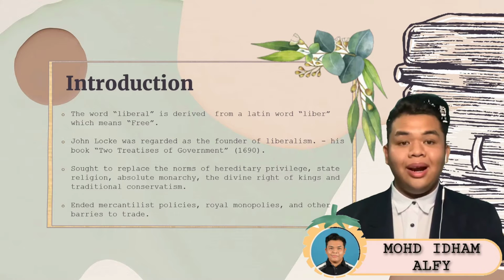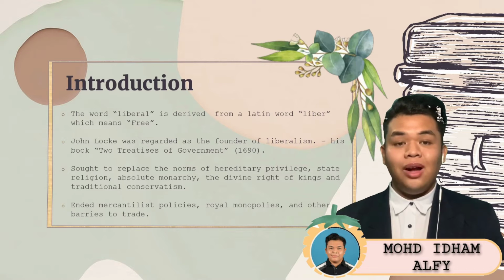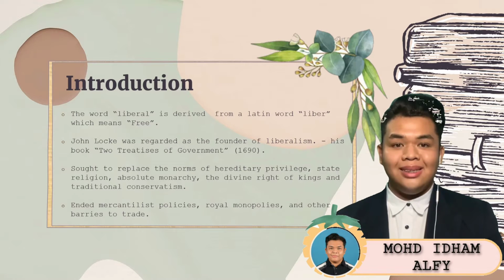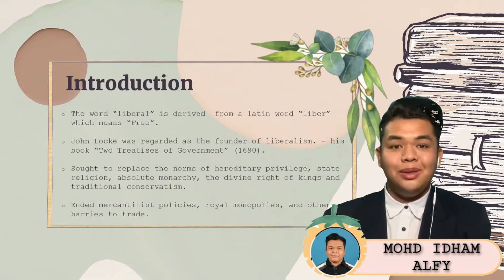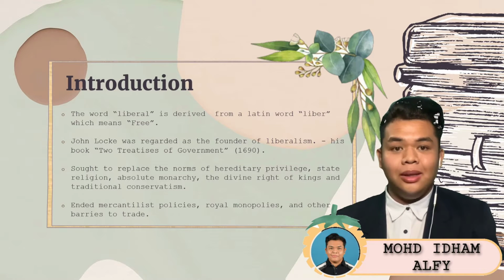John Locke was often regarded as the founder of liberalism, where in his book, The Two Treatises of Government, 1690, he wrote about the right of each man to life, property, and liberty, and the government must not interfere with all these rights. Liberalism sought to replace the norms of hereditary privilege, state religion, absolute monarchy, the divine right of kings, and traditional conservatism with representative democracy and the rule of law. Liberals also ended mercantilist policies, royal monopolies, and other barriers to trade, instead promoting free trade and free market.